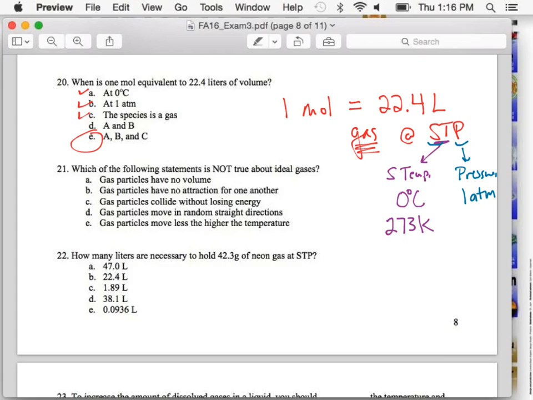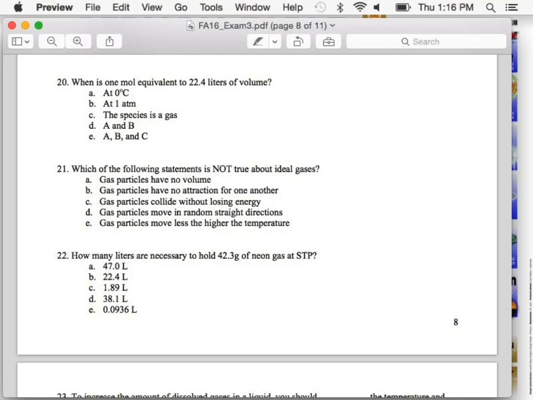Are there questions on that one? No? Okay. I'm going to erase all that. And then I heard 21. 21's a little bit more on just kind of the facts on what's going on with this. We're looking for not true about ideal gases. Okay, so something to watch out for.